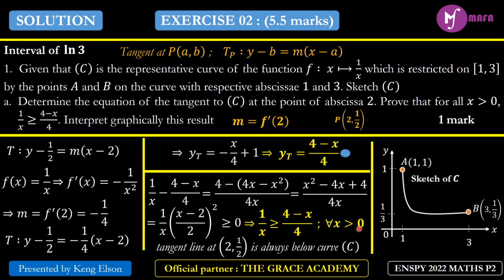Now what is our graphical interpretation of the result? We clearly see that this is the function 1 over x, meaning the representative graph of the function f, and (4 minus x) over 4 as seen is our tangent line. So if 1 over x is greater or equal to (4 minus x) over 4, it therefore means that the tangent line is always below the curve at that point, or the curve is always above the tangent line. So that's the graphical interpretation of our results.